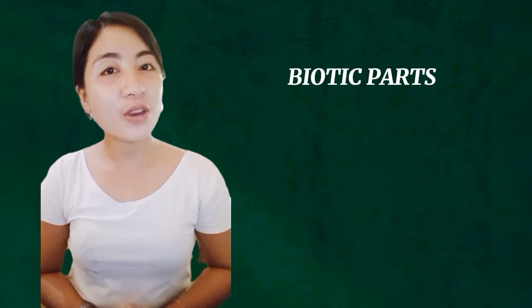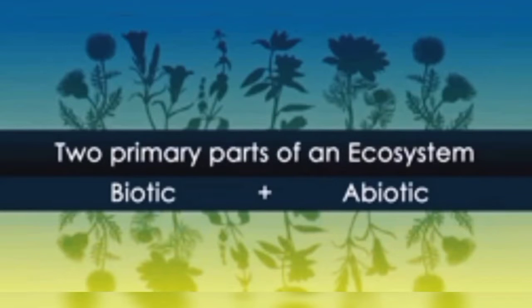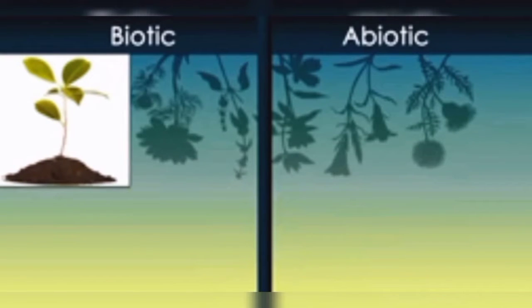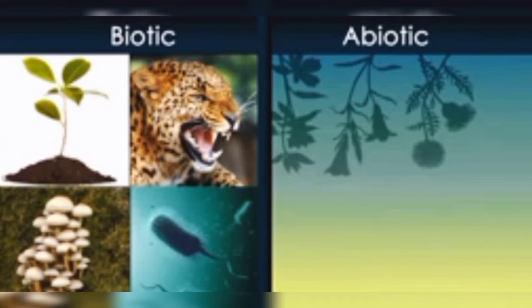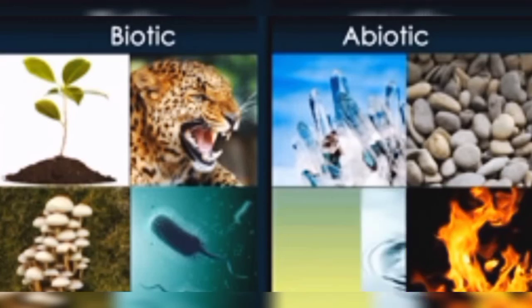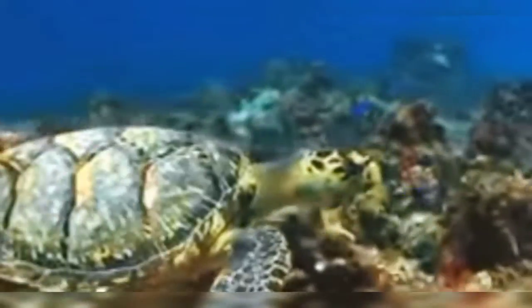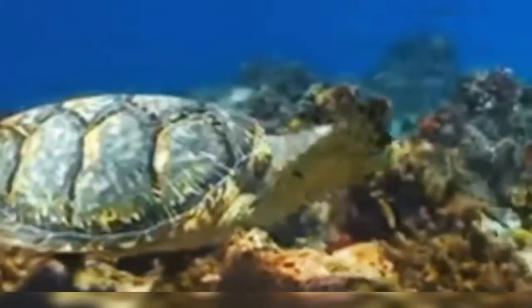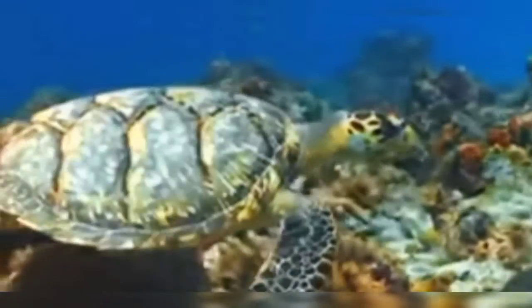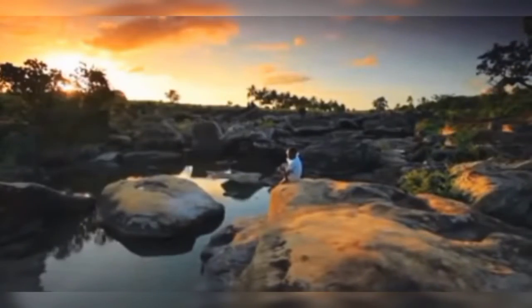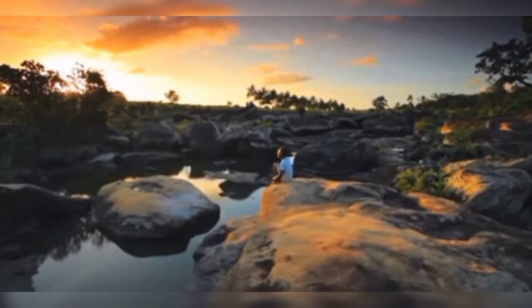There are two primary parts of an ecosystem, the biotic and abiotic parts. The biotic part is made up of all the living things like plants, animals, fungi, bacteria, and viruses, while the abiotic part is made up of all non-living things like rocks, minerals, water, and energy. Ecosystems can be of any size. It may be a whole forest or coral reef. An ecosystem can be a small pond or even the area under a large rock.